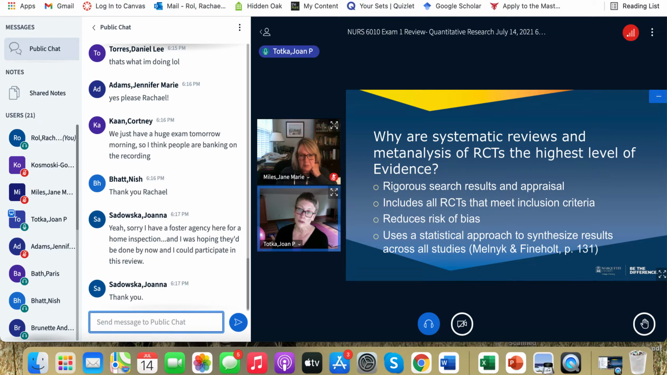But their rigorous search, results, and appraisal includes all randomized criteria, reduces the risk of bias, and uses a statistical approach to synthesize results across all studies. And that is that synthesis across all studies. So it's a huge study.